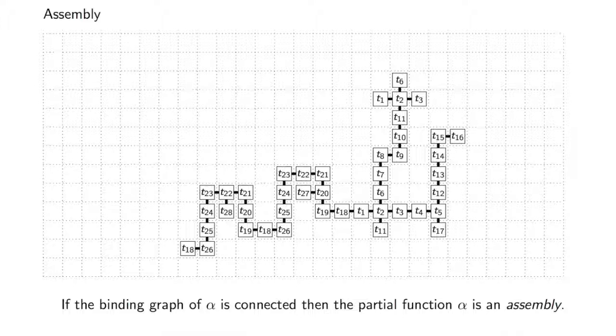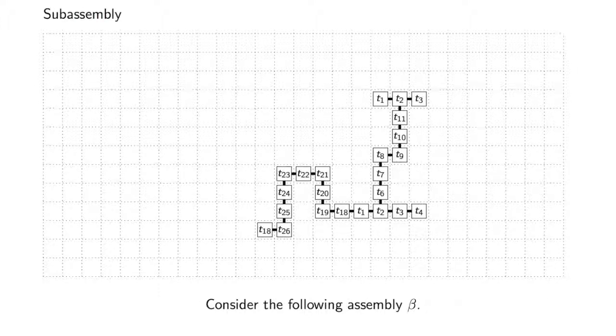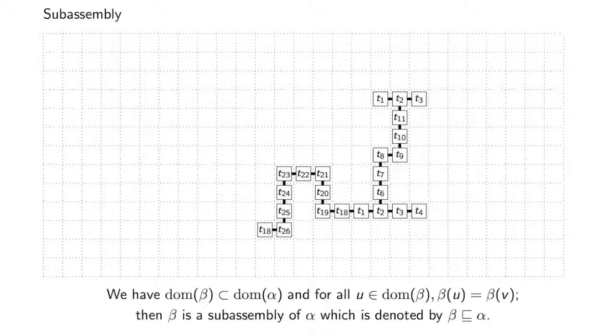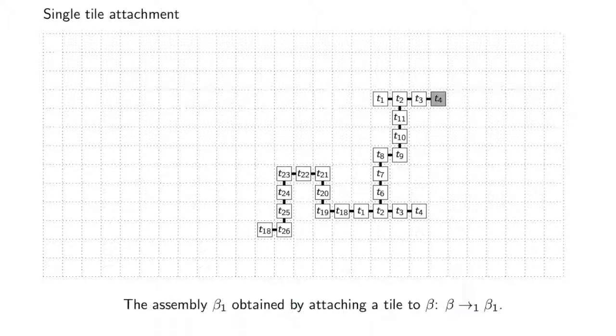Now let's remove some tiles. We obtain an assembly beta. The domain of beta is a subset of the domain of alpha, and for all positions in the domain of beta, both assemblies put the same tile on this position. In this case, we say that beta is a subassembly of alpha. Now we will make beta grow.